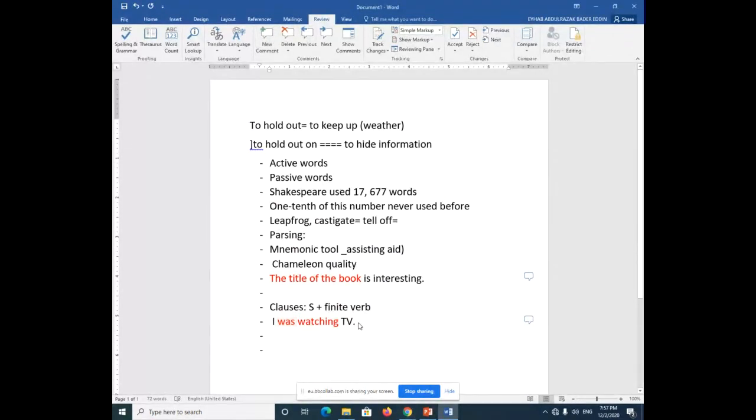And we call it finite because usually it changes and it has what we call person agreement, or subject-verb agreement with the subject. So if we try to write the same sentence but say they, we would say they were watching. So as you see here, it is the finite verb which changed with the change of the subject, but watching remained as it is. So we say that watching is a non-finite form.